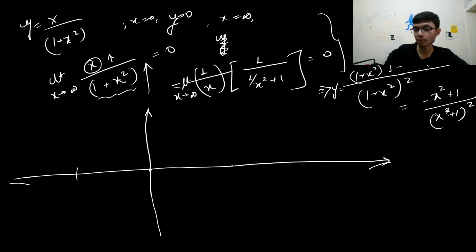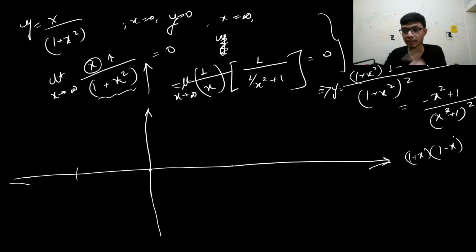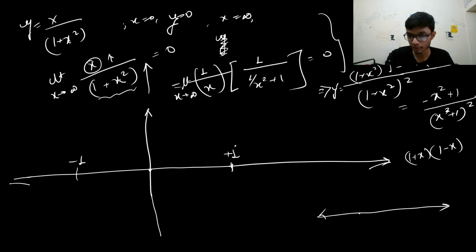So what we see from this result is 1 minus x square, and 1 minus x square can be factorized as 1 minus x and 1 plus x. That gives us two critical values, that is minus 1 and plus 1. To see how the graph behaves at plus 1 and minus 1, we use the concept of maxima and minima. So we plot it on the number line, with minus 1 and plus 1.